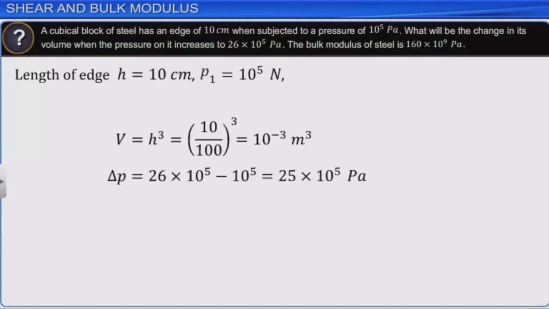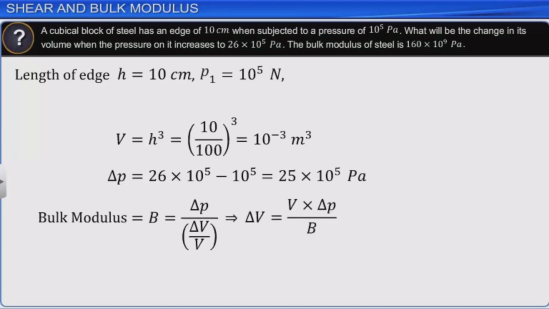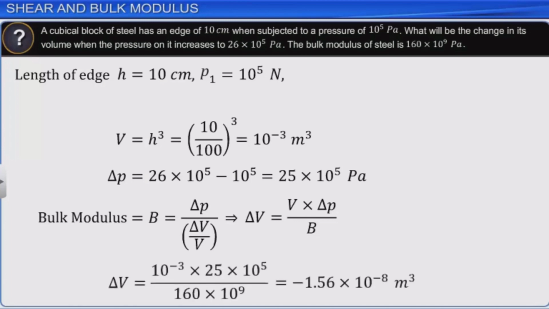Bulk modulus is the ratio of bulk stress to bulk strain. We rearrange this expression to solve for delta V, the change in volume. Substituting the values of delta P, V, and B, we get the change in volume, delta V, as minus 1.56 times 10 to the power minus 8 meters cubed. The negative sign in the answer means the final volume is smaller than the original volume.